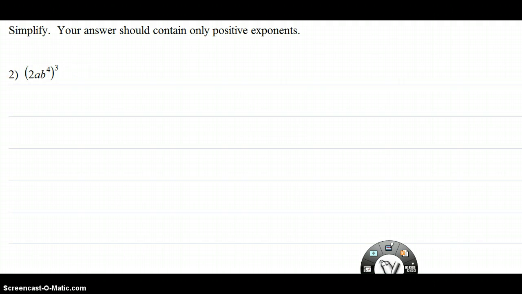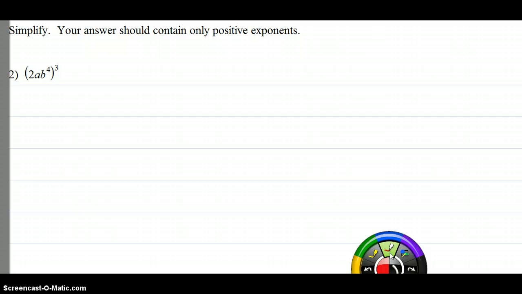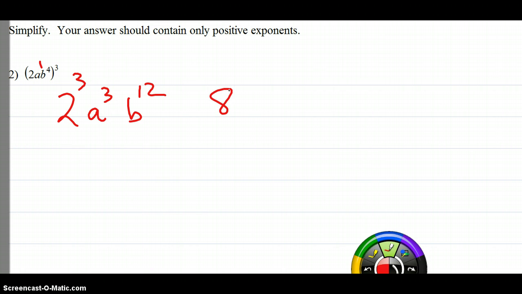Problem number 2, again, we take care of numbers first. So a power to a power, we're going to take 2 to the third power, a to the first to the third power, we multiply powers, b to the 12th. You'll look for multiple choice answers, and remember that 2 cubed is 8.